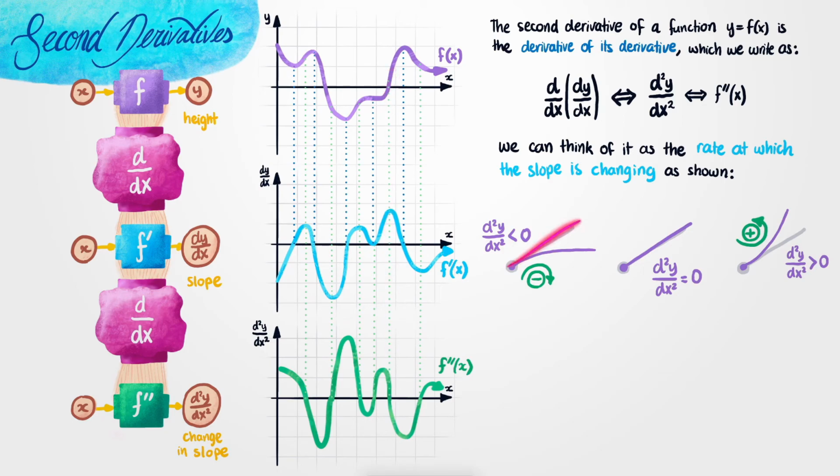Now initially, all 3 of these functions are increasing, because remember it's the first derivative that tells you whether you're increasing or decreasing at this point. But the second derivative measures whether or not the rate at which you're increasing is changing. So for example, in this case, we're increasing but at a decreasing rate. Now similarly, for this function over here, we are increasing, but we're doing so at a constant rate. And now finally, in this case over here, we're also increasing, but this time we're increasing at an increasing rate.